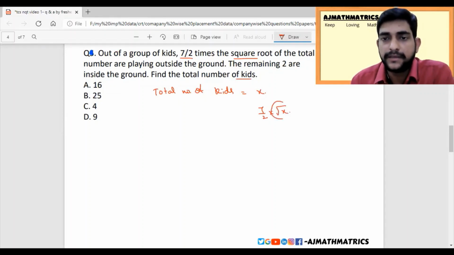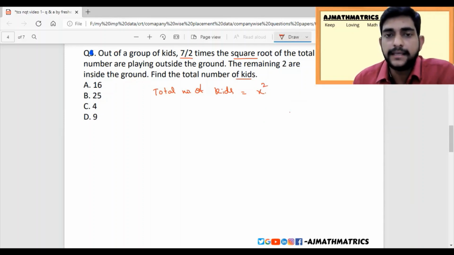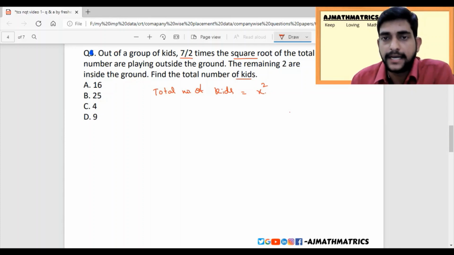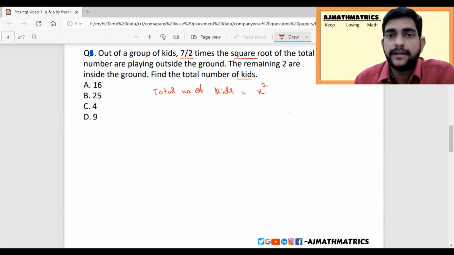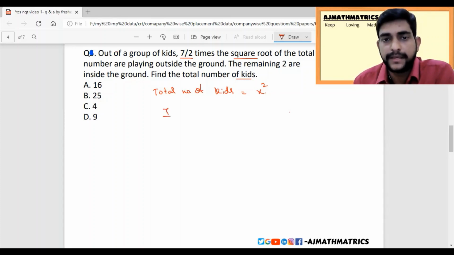So this looks very odd. For that, we can consider the total number of kids as x squared. So the solution becomes very easy, and now you can do it very easily. We are assuming the total number of kids is x squared. Now 7/2 times the square root of the number of kids, the square root of x squared, which means x.